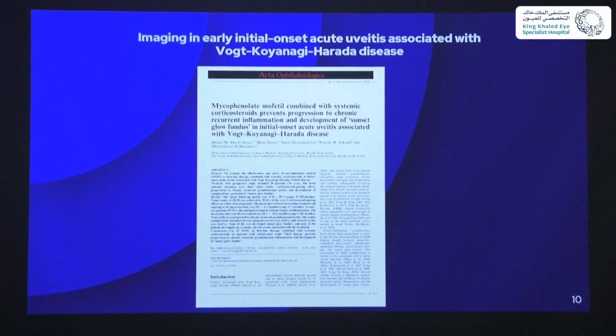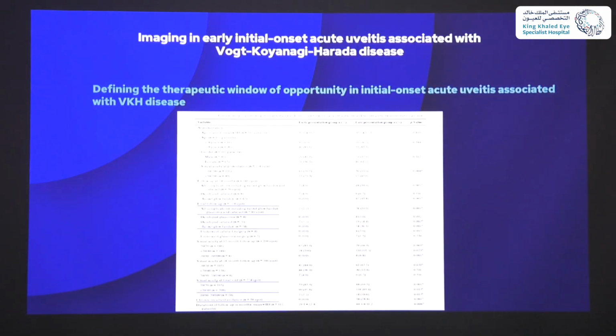And we published before, and I discussed this before, that our ideal treatment for this patient is to start this patient on the combination of systemic corticosteroids and immunomodulatory agents such as mycophenolate mofetil, because we know that this combination of treatment as first-line treatment will prevent progression into chronic recurrent evolution and prevent sunset glow fundus and other complications.